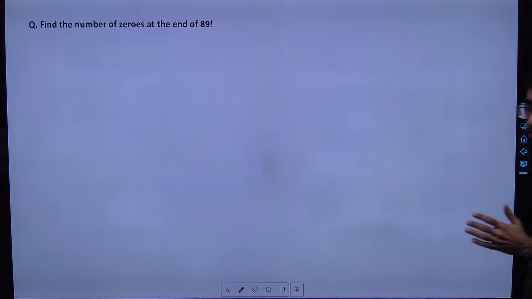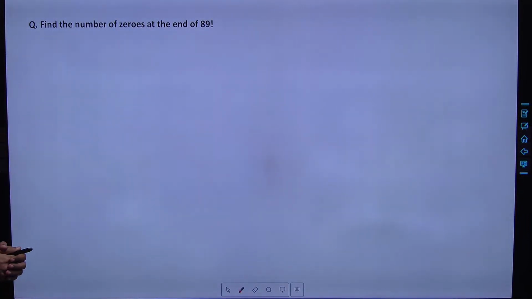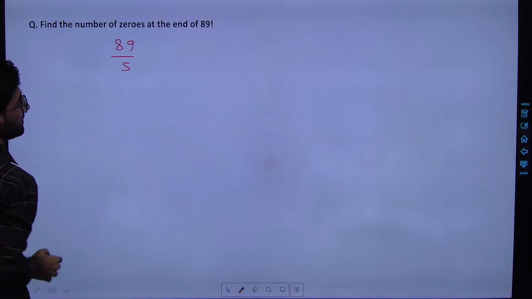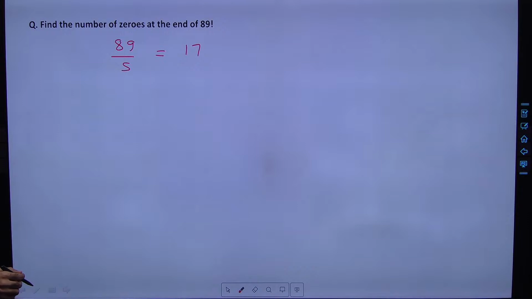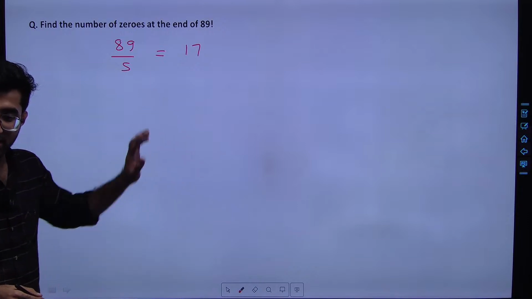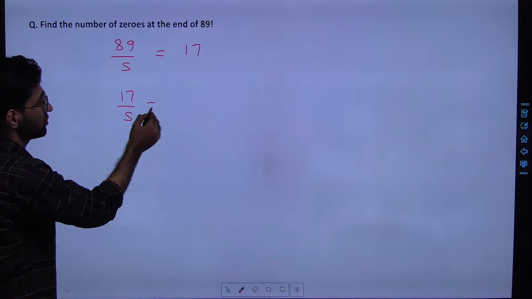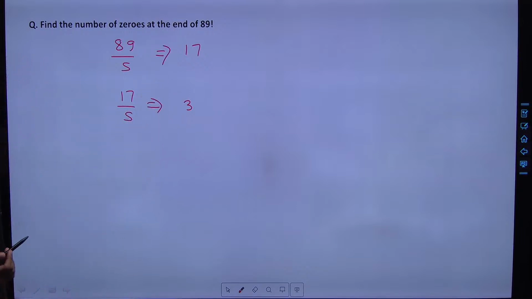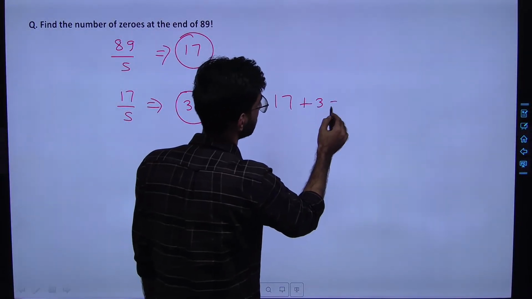Okay, let us start solving this question. We have to answer what is the number of zeros at the end of 89 factorial. So simply we will have to divide 89 by 5. If you divide 89 by 5, you will get 17 as quotient. Are you able to get this point? Then you will divide 17 by 5. So you will get 3 as quotient. Can you divide 3 by 5 anymore? No, you can't divide. So what is the number of zeros? Simply 17 plus 3 equal to 20.